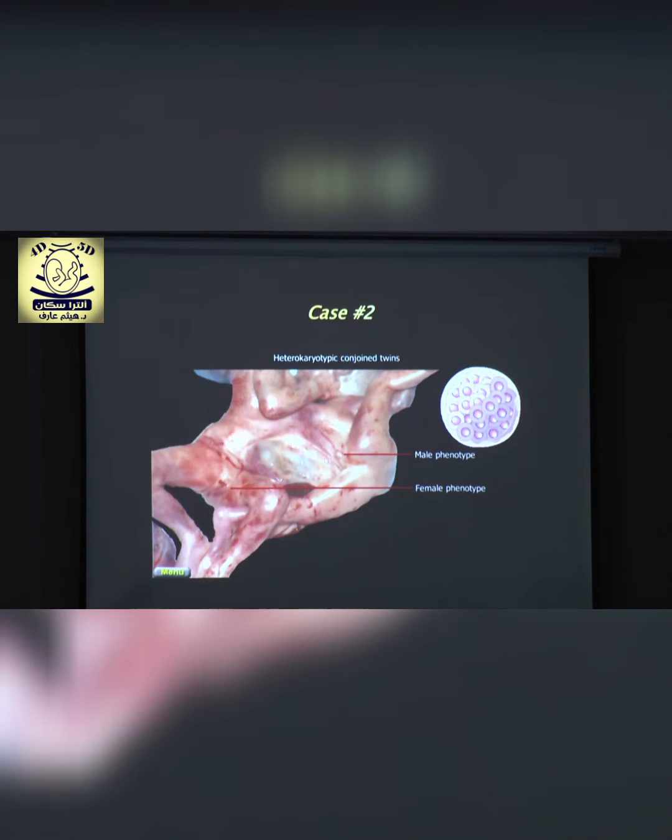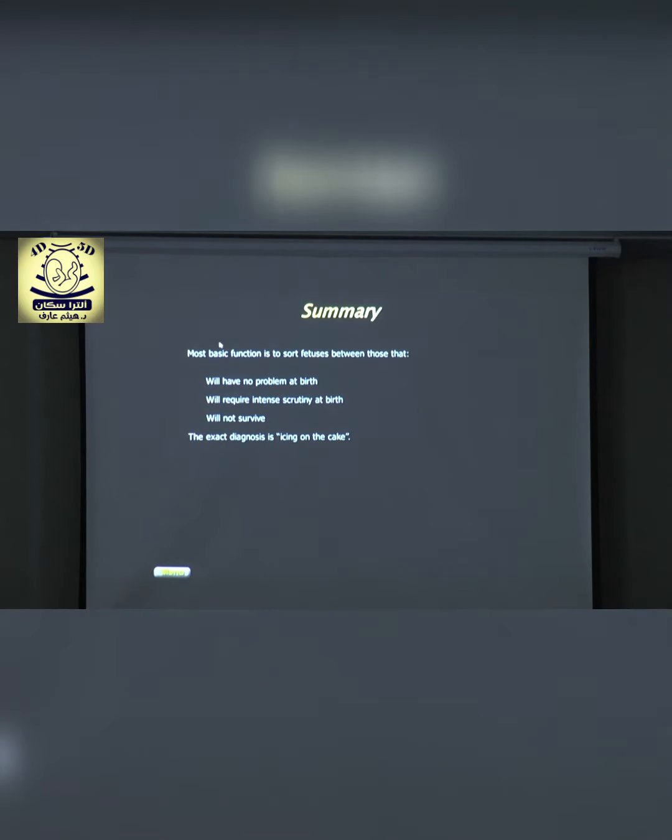So if you don't believe your ultrasound image, then you cannot get to the diagnosis. So you have to always search for rare and unusual cases. So to sum up, your most basic function is to sort fetuses between those that will have no problem at birth, and these can be delivered in a small hospital far away, doesn't matter. Those that will require intense scrutiny at birth, and those need to go to the big hospital where they can have pediatric cardiologists and an intensive care nursery. And those who will not survive, and there's no point in making a lot of effort to try to save those babies. And the exact diagnosis is really the icing on the cake.